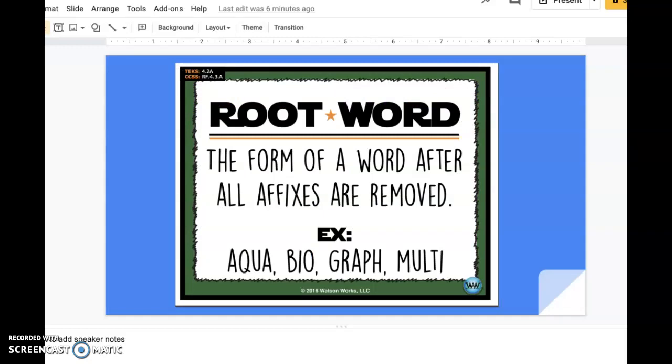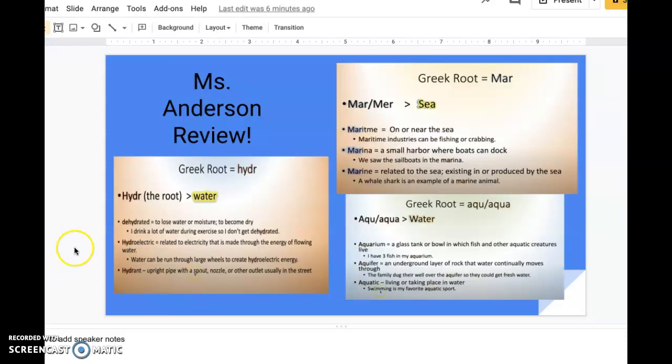We talked about this the other day, but if you didn't get to write it down, feel free to write root word down because this will really help in the Kahoot game. So root word is the form of a word after all affixes are removed, such as aqua, bio, graph, and multi. We did that with Miss Anderson. So let's review what Miss Anderson talked about.